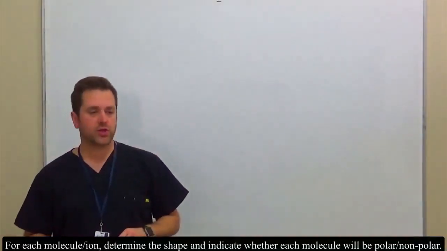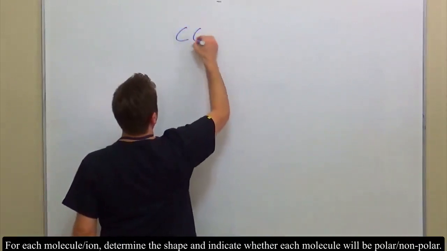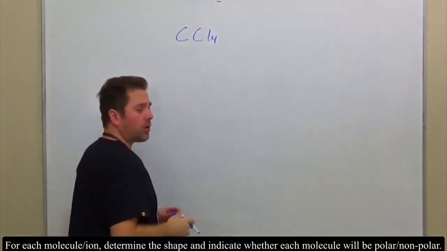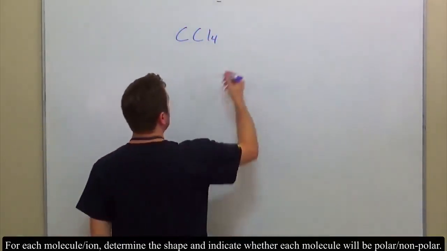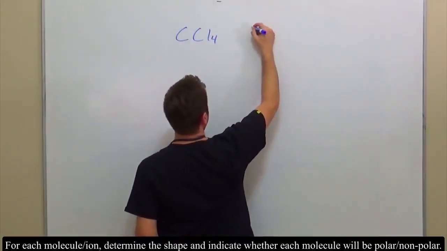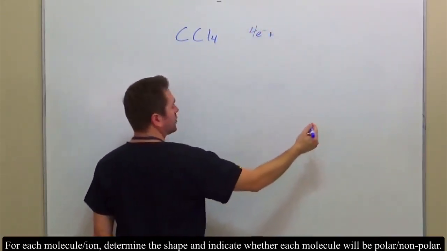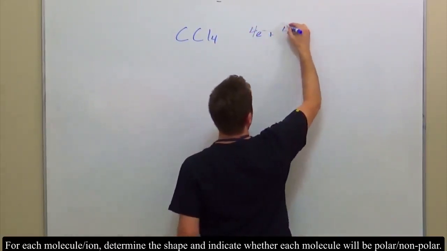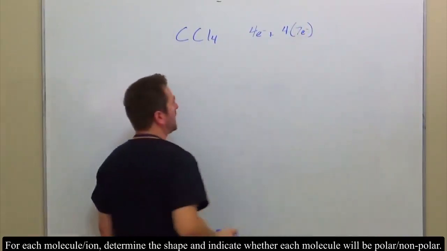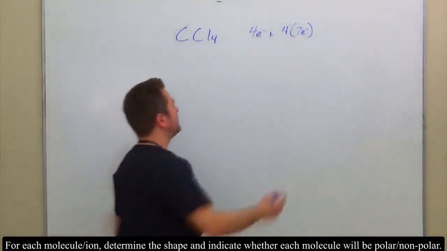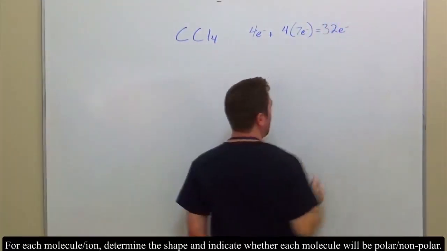Our next molecule is carbon tetrachloride. So carbon tetrachloride. So let's go through our steps. We need to figure out the total number of valence electrons. Well, if you're looking at your periodic table, carbon is in group 4 and chlorine is in group 7, but we have 4 of them. So 7 times 4 is 28, plus 4 is 32. 32 electrons that we're going to need to account for.